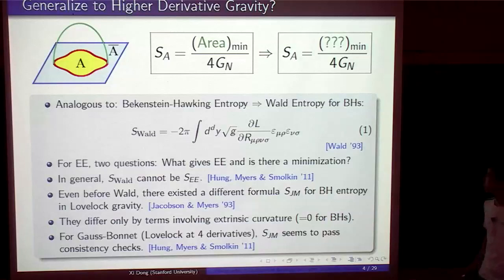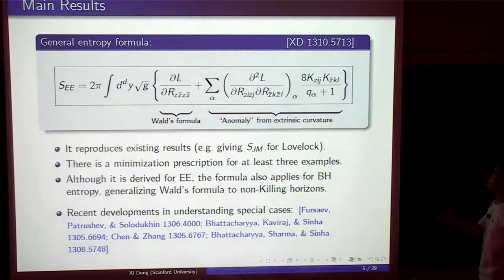So the main result of my talk is to propose the following general formula. The formula is a little bit more complicated than Wald's formula. Instead of going through the detailed notation, I just say that the first term is exactly Wald's formula for black hole entropy, and the second terms involve extrinsic curvatures. And in a certain sense, I'll talk about how one can think about these terms as an anomaly.